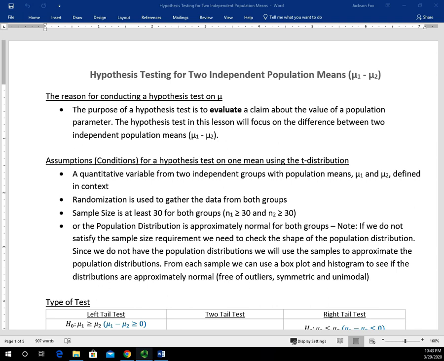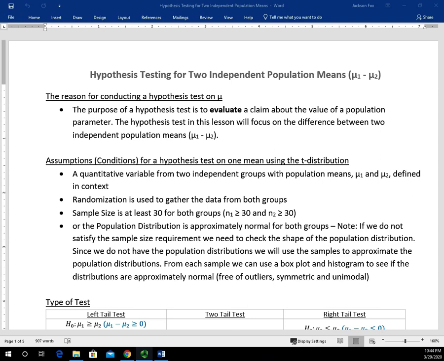So first off, just to recall, the reason for doing a hypothesis test is we want to evaluate a claim about a population parameter. It just happens to be in this context, we're looking at the difference between two means. So we're going to focus on what's called the independent samples T test, and we'll focus even more specifically on the unpooled version of that T test.